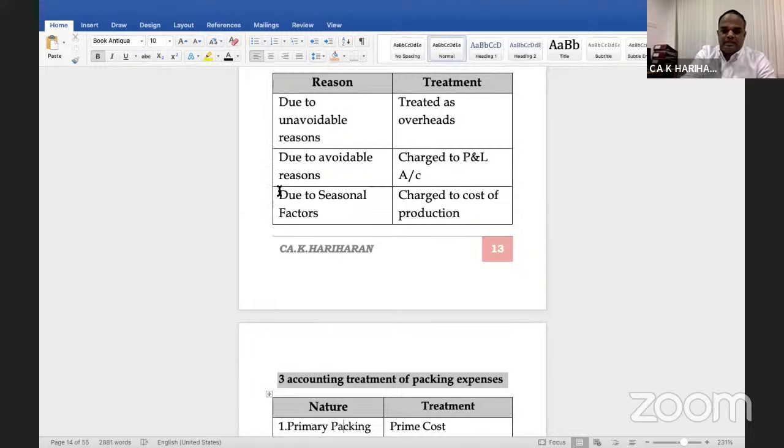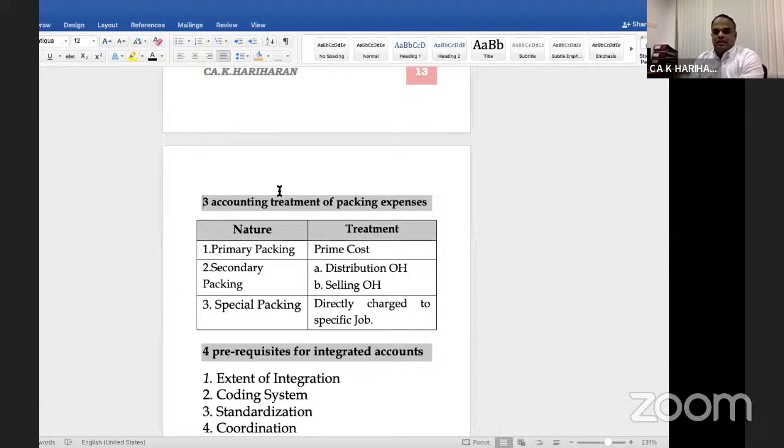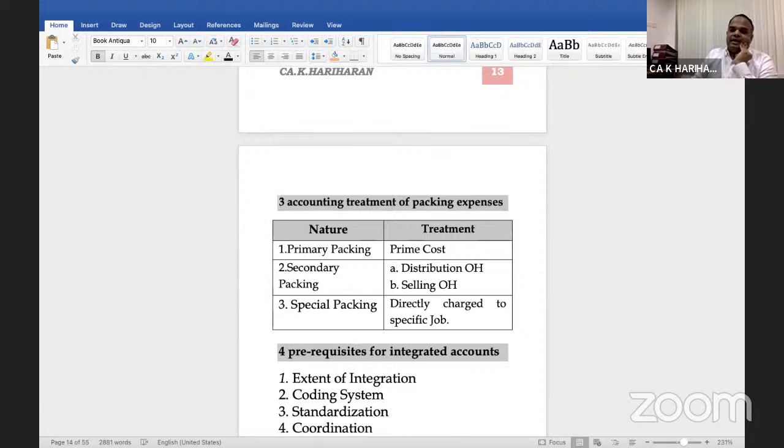Then, treatment of packing expenses. There was a past exam question on packing charges within process costing, a 16 mark question. With respect to packing expenses, there are 3 different types of packing: primary packing, secondary packing, and special packing. Primary packing forms part of prime cost, direct material, therefore prime cost. Secondary packing comes under selling and distribution overhead. Special packing is directly charged to the particular job itself. Therefore, 3 different types of packing. Clear? Yeah. Just a minute, I'll come back.